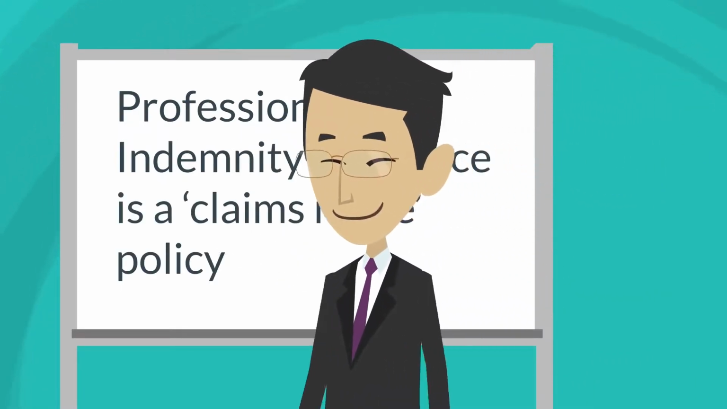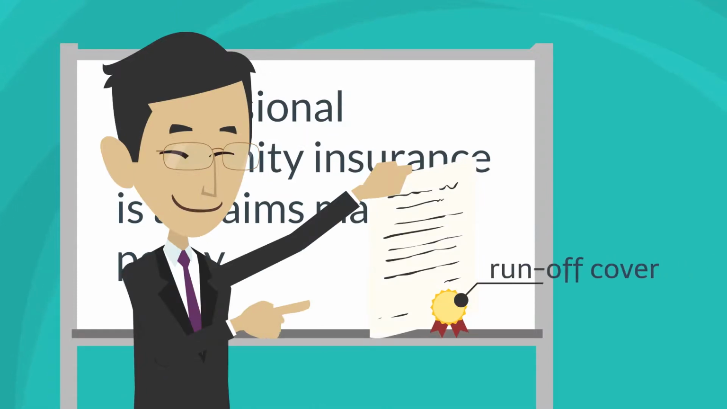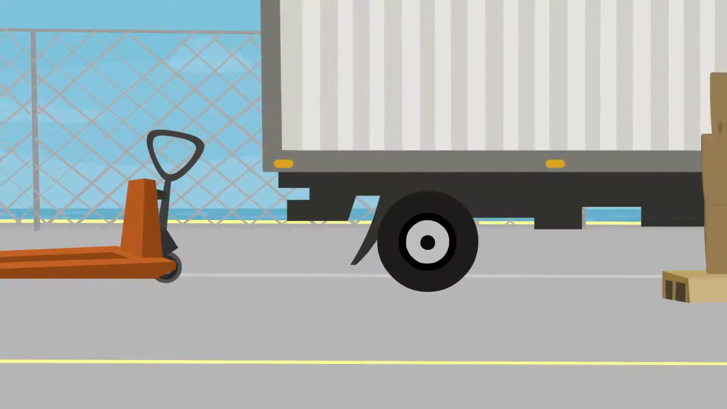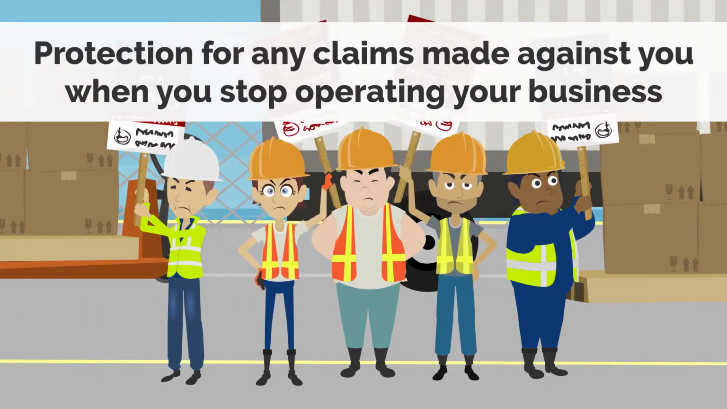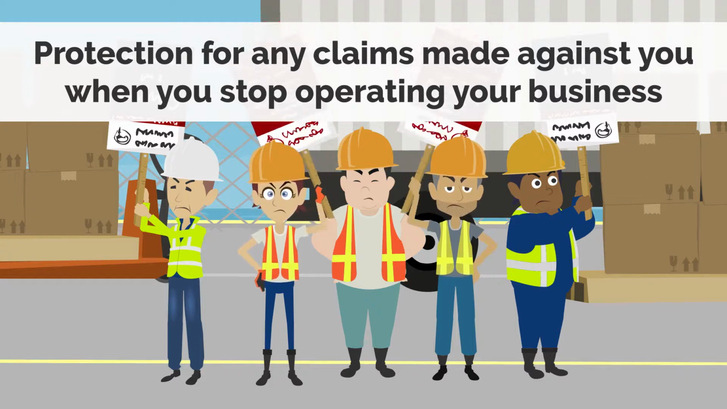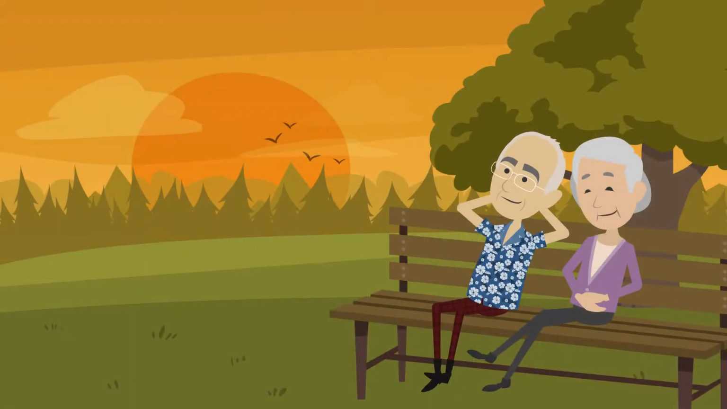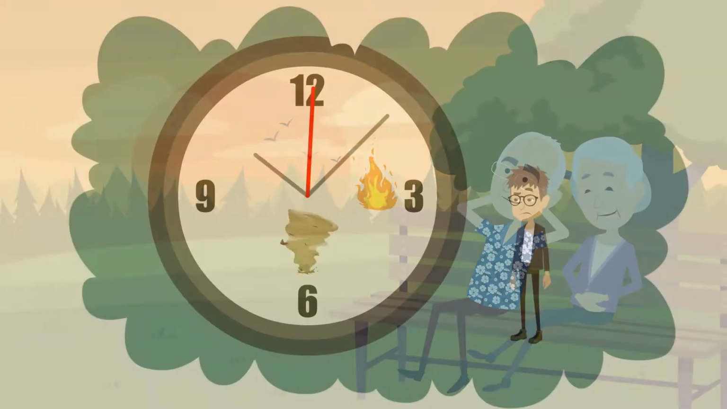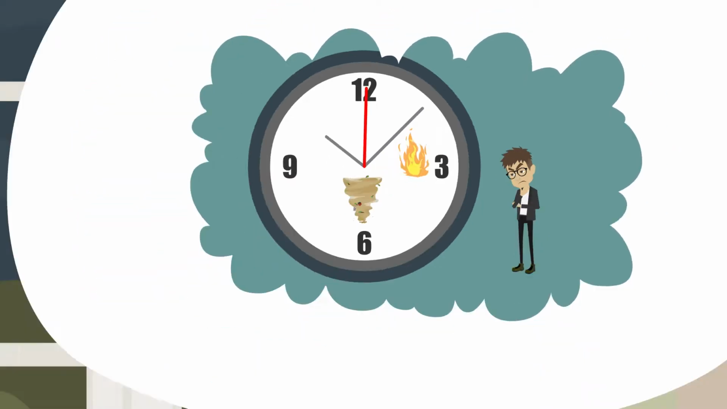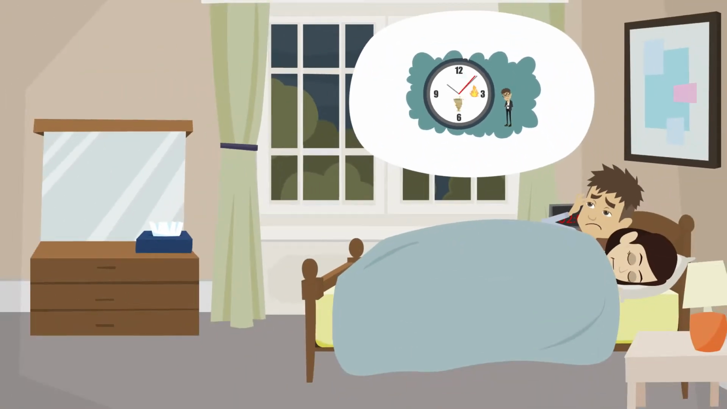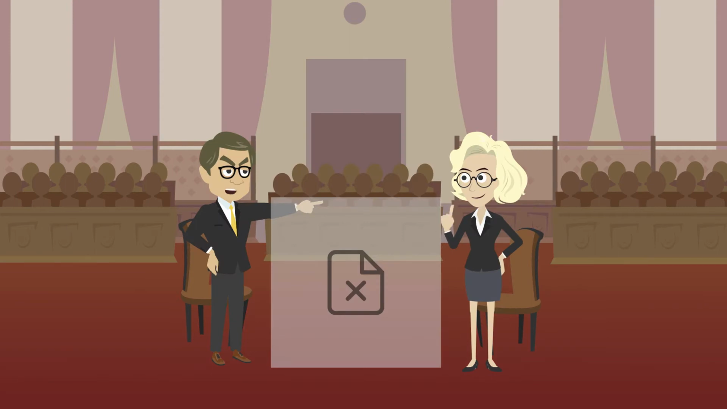You've also got the option to include something called runoff cover with a claims-made policy. It provides protection for any claims made against you when you stop operating your business and you no longer need a professional indemnity policy, like when you retire, or if you simply decide to close your business for whatever reason. It's important for professionals because things can still go wrong, even months or years down the track. And if somebody tries to sue you, you won't be covered under an old professional indemnity policy.